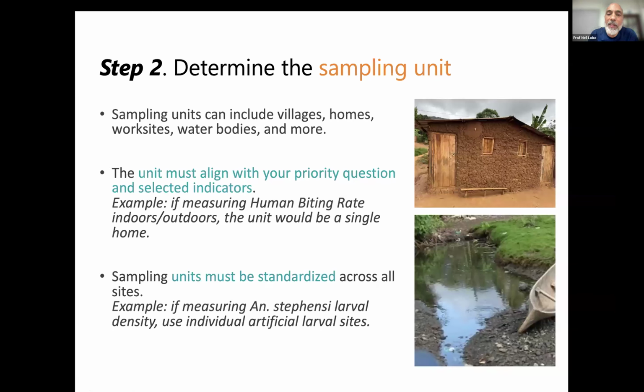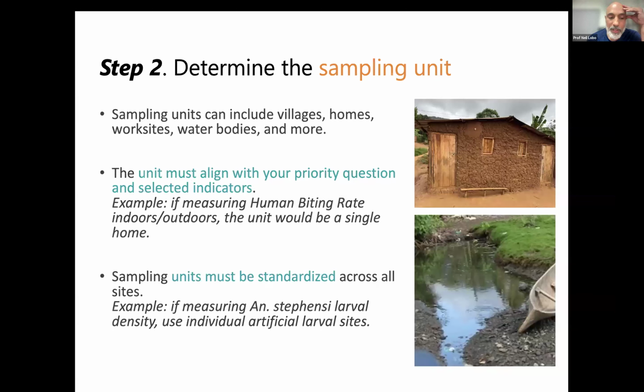So it can be a village, it could be a home, it could be water bodies for larval sampling, and so on. The unit that we use, for example, house, it must match up with your question. It must match up with your indicators, right? So if measuring the human biting rate, indoors and outdoors, your unit would be a single home, and you'll measure the biting rate indoors, and you'll measure the biting rate outdoors for that house.